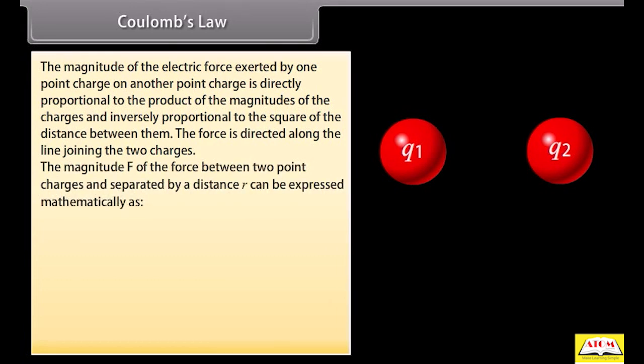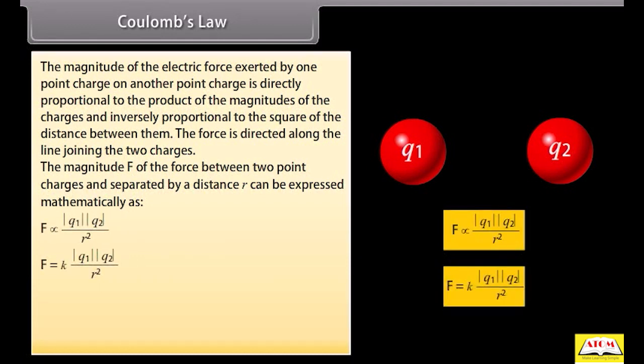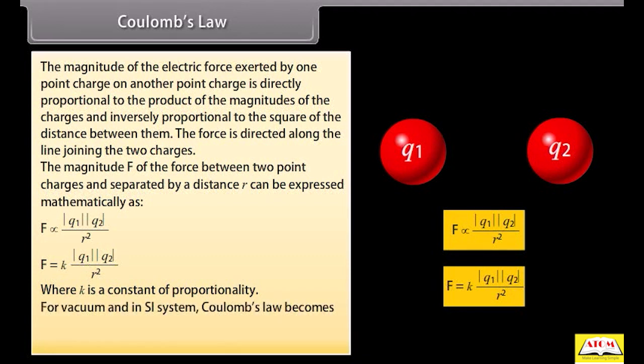The magnitude F of the force between 2 point charges Q1 and Q2 separated by a distance r can be expressed mathematically as F = k |Q1||Q2| / r². Here, k is a constant of proportionality. For vacuum and in SI system, Coulomb's law becomes F = (1/4πε₀) × |Q1||Q2| / r².